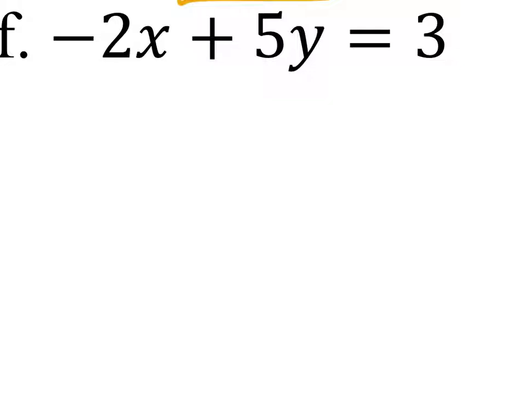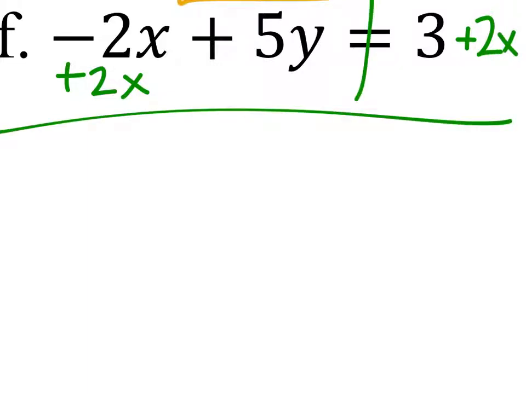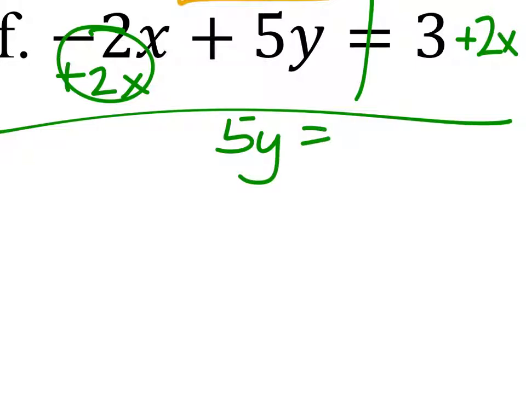So this one does go back into standard form. Problem with this is that it's okay to have a fraction as a coefficient of x. So let's look at this one. Let's add 2x to both sides. So that zeroes out, and we're left with 5y equals 3 plus 2x.